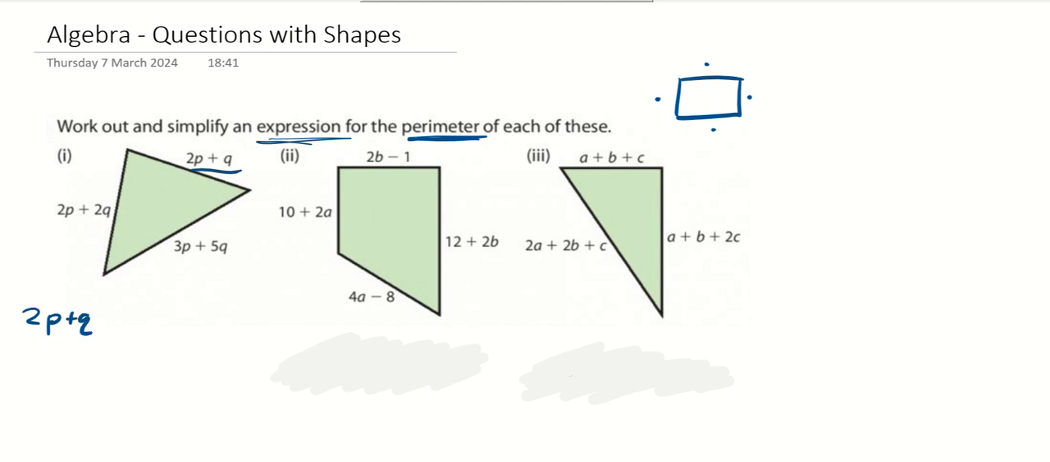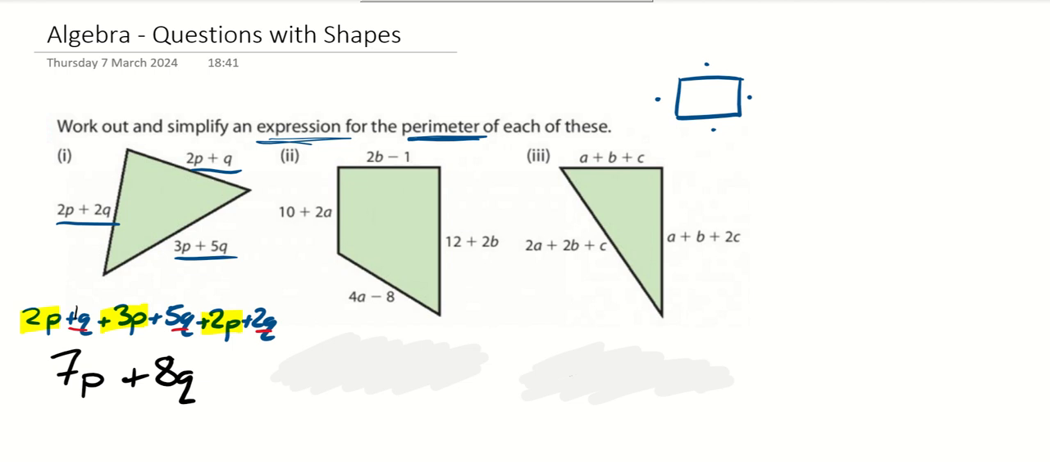So 2p plus q, then we add this, plus 3p plus 5q, and then plus 2p plus 2q. Perimeter is adding all the sides. Now you just want to get your like terms, so the p's together and the q's together. 2 plus 3 plus 2 is 7p, and q by itself is 1q, plus 5q is 6q, plus 2q is 8q. So all you've got to do is 7p plus 8q. If it says perimeter, it just means add them all together. Try these other two, and I'll put up the solutions in a couple of seconds.